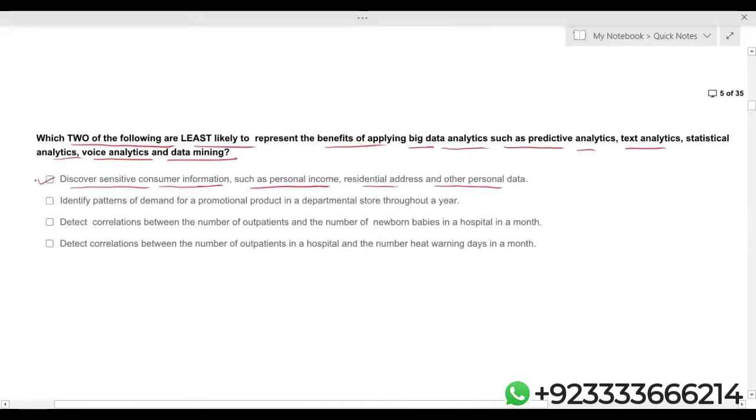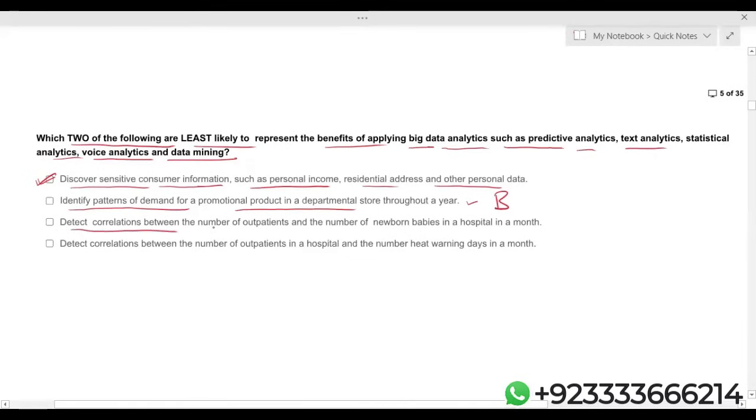So this one. Even if you analyze each and everything, still you will not be getting the information of this personal income and things like that. Identify a pattern of the demand for a promotion product in a department store. Yes, that is possible. We are required to find out which two of the following are least likely to represent the benefit. The second one is the benefit. First one is not the benefit.